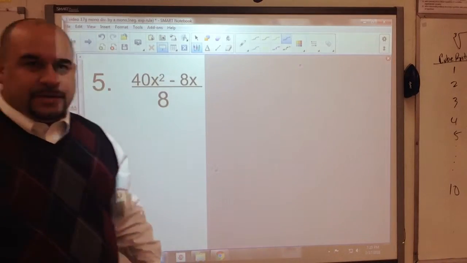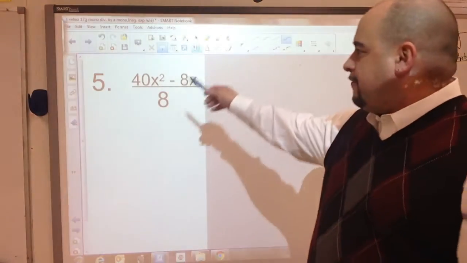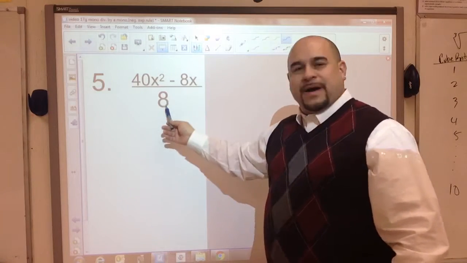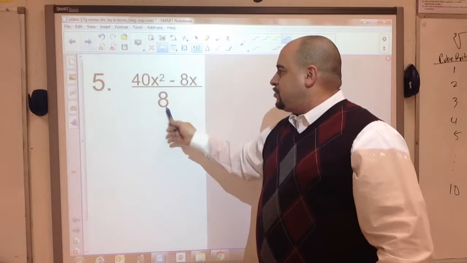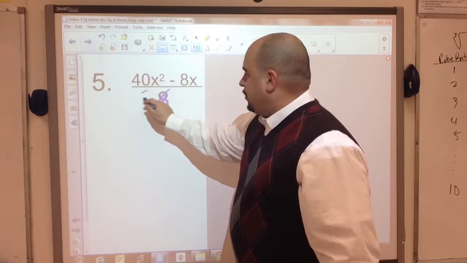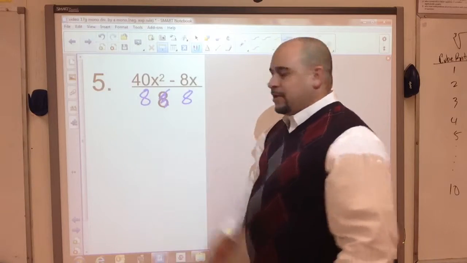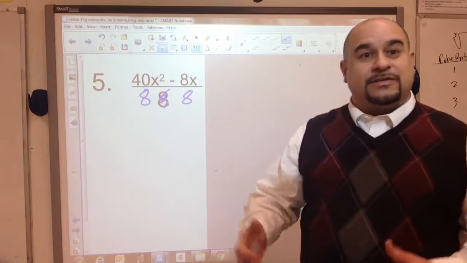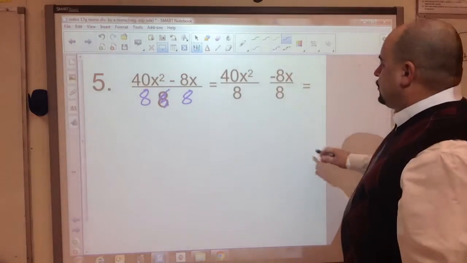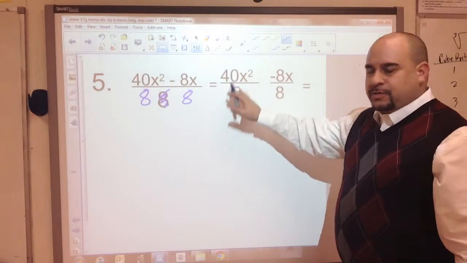Number 5, same concept. I have 40x squared minus 8x, all of that divided by 8. So 8 goes into both. Some kids, sometimes they'll rewrite it and just add another 8 there and act like 8 is dividing into both of them. And that's fine, I don't have a problem with that. So I went ahead and split it up and showed it here.